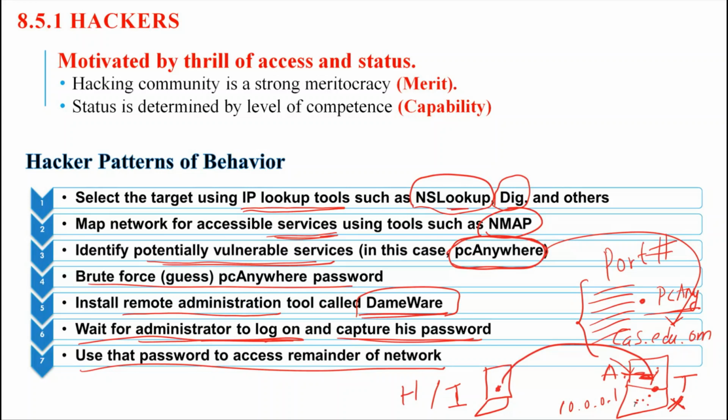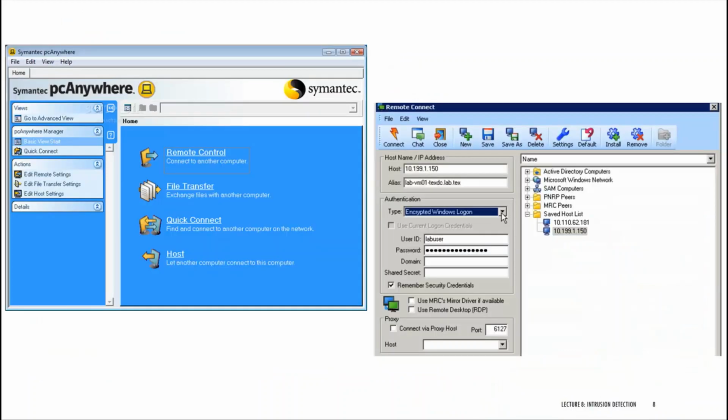So these are the steps available in the hacking pattern of behavior. This is a very important one. Now I'm moving to the next one.